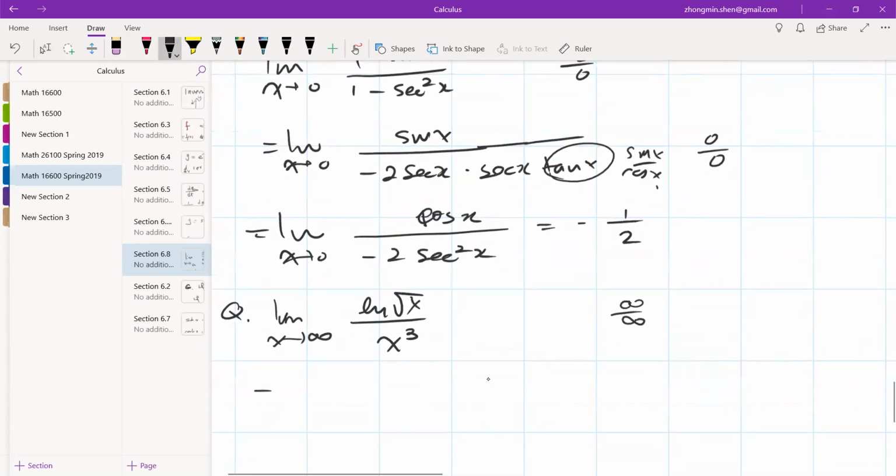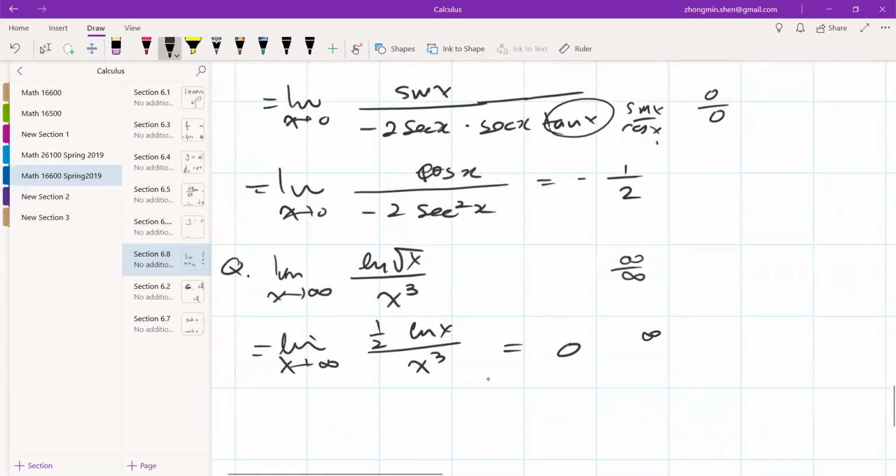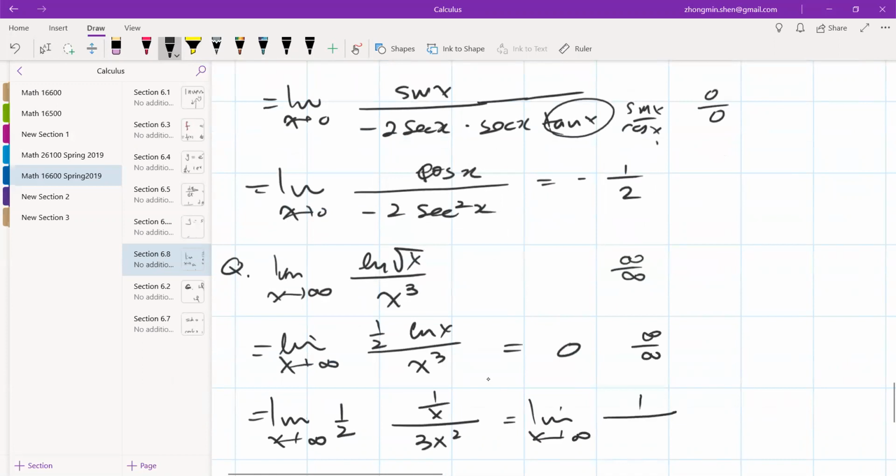differentiate immediately, because when I see natural log of square root x, I can take 1/2 out. Then natural log of x over a polynomial, the limit is always equal to 0. It's obvious, okay? We already know that. But you can also differentiate, right? Suppose you don't know this, then you have to differentiate this to 1/x and 3x squared, and after simplifying, you get 6x cubed, and clearly this is going to be 0. Okay?